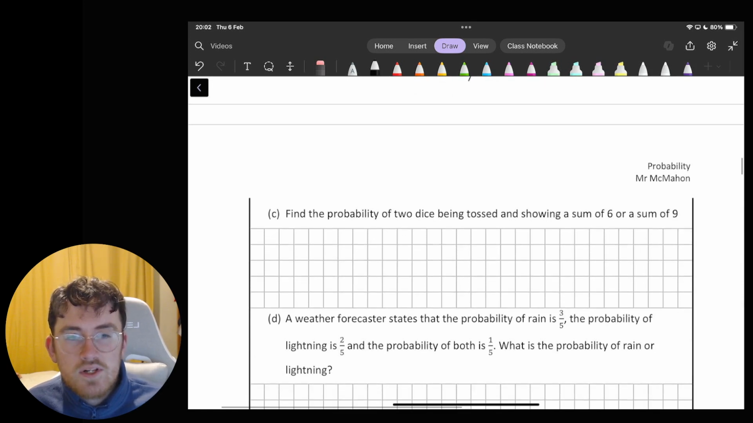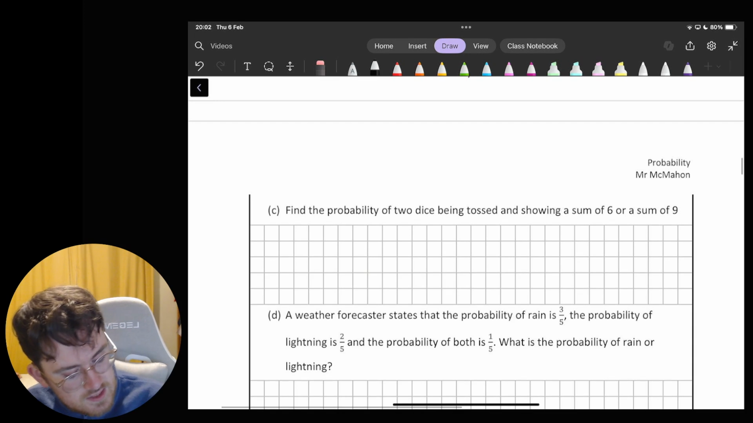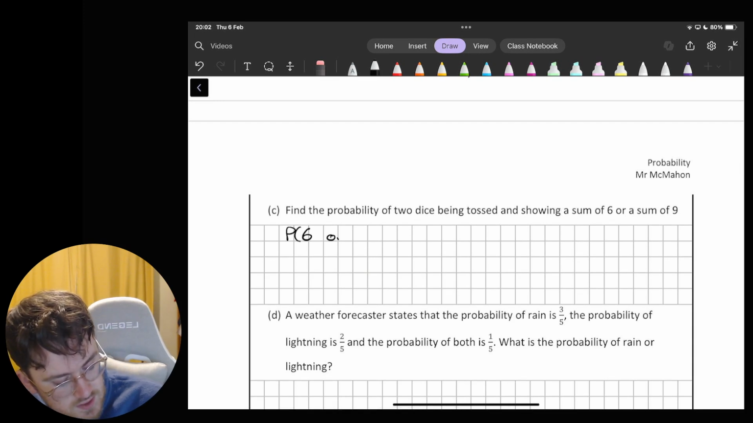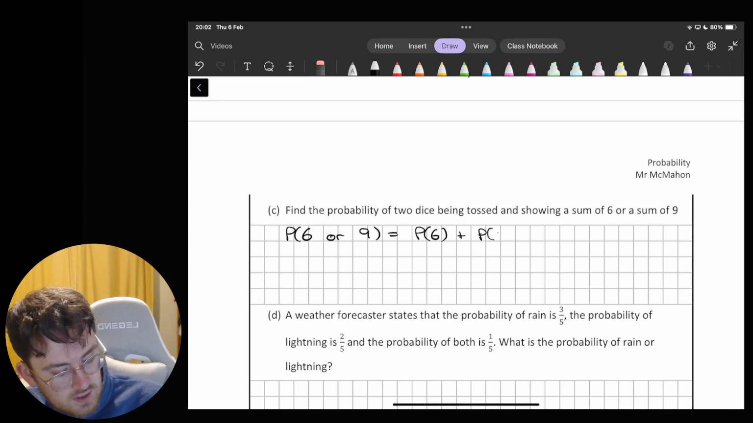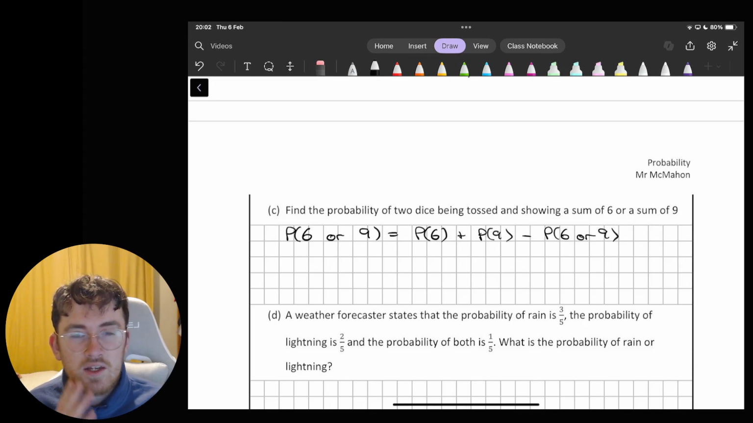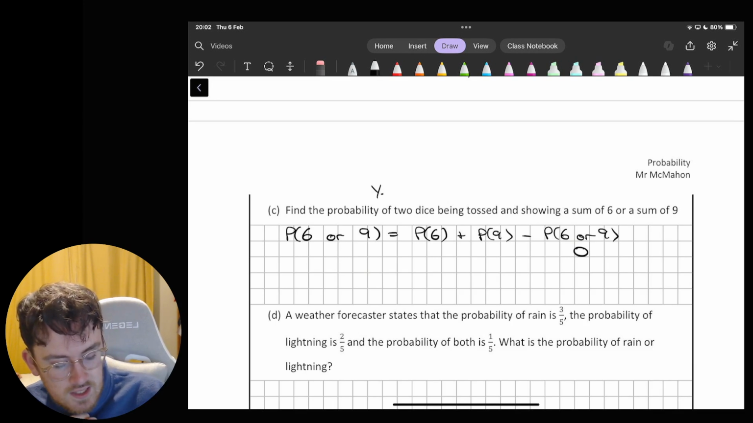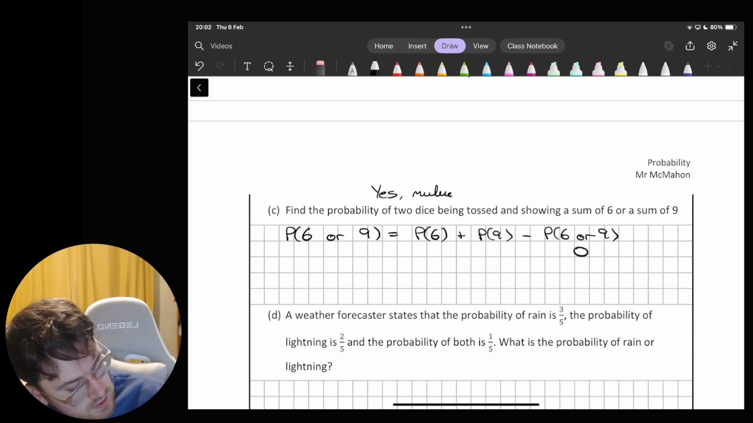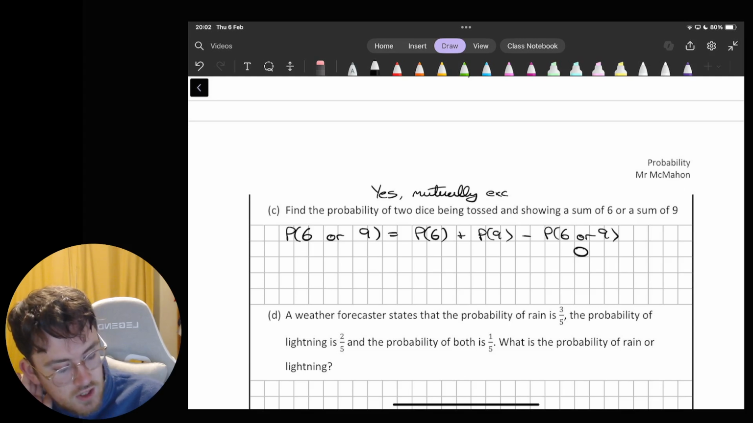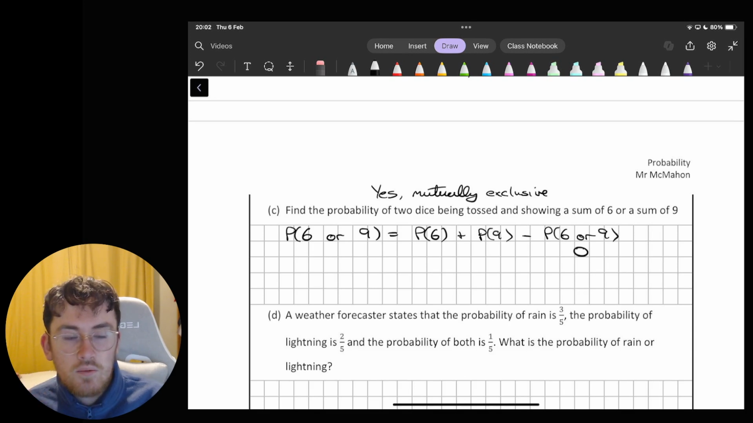Okay, the next one: the probability of two dice being tossed and showing a sum of 6 or 9. Okay, well, let's look at this. So the probability basically of getting a 6 or a 9 as a sum, well, I could get a 6 on the dice or I could get a 9. We need to consider, can I get both? If I toss a dice, could it add up to both 6 and 9? Of course not. Okay, so these events, yes, this is mutually exclusive, because it's not possible for me to toss a dice and the sum be both 6 and 9. Okay, it's one or the other.